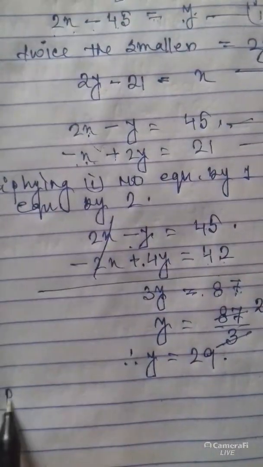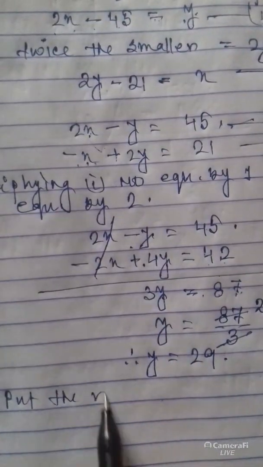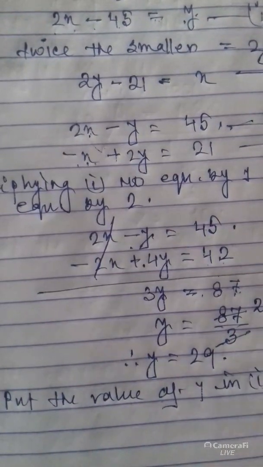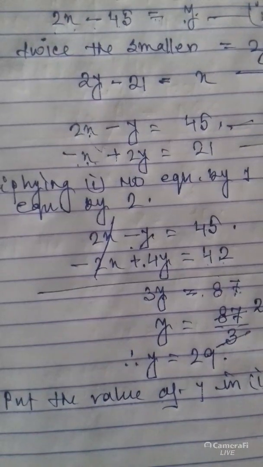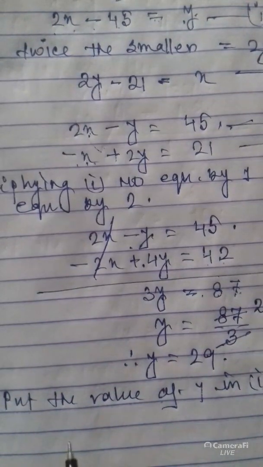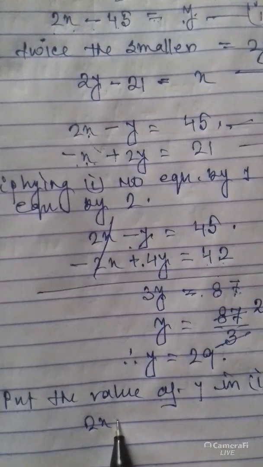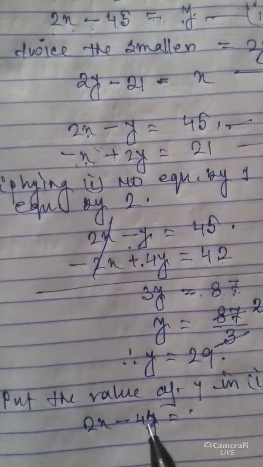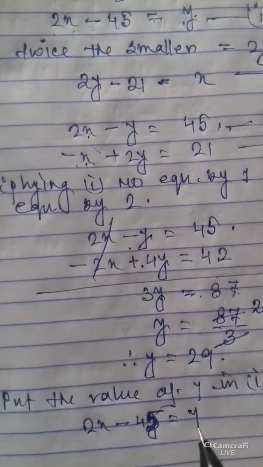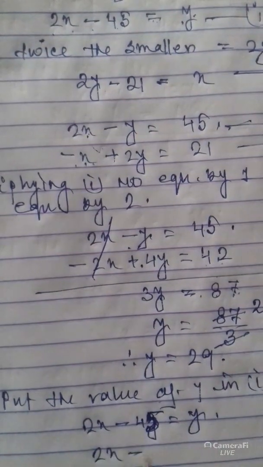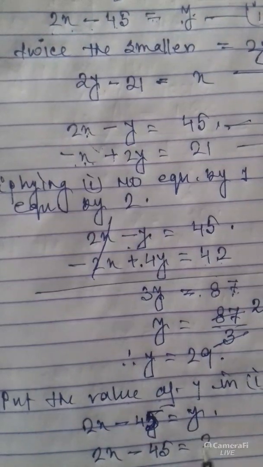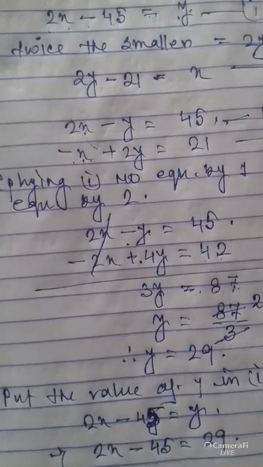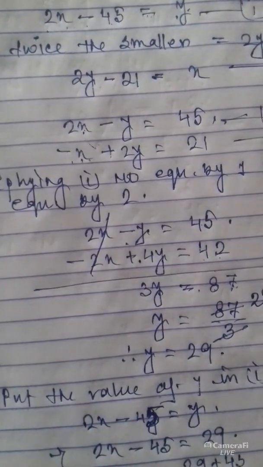Put the value of y in one number equation. One number equation is 2x minus y equal to 45. Then 2x minus 29 equal to 45. After that 2x equal to 29 plus 45.